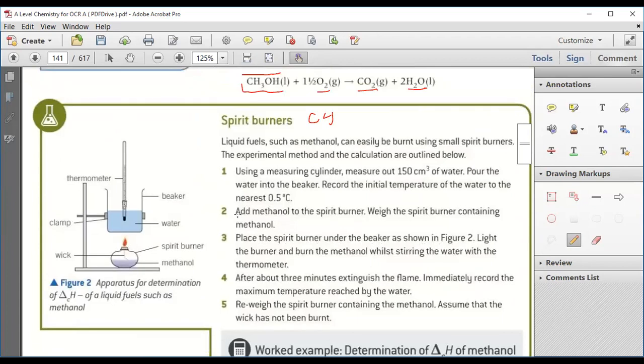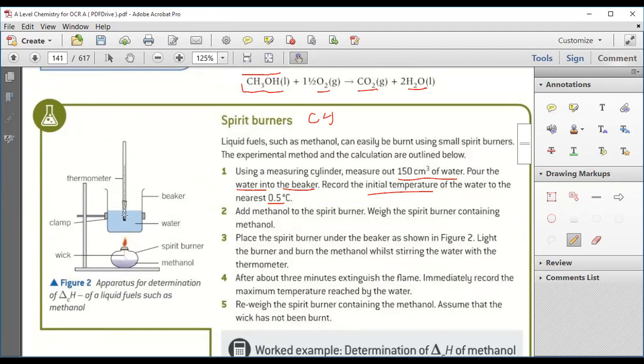Now, spirit burners. Liquid fuels such as methanol can easily be burned using small spirit burners. The experimental method and the calculation are outlined below. Using a measuring cylinder, measure 150 cm³ of water. Pour the water into a beaker and record the initial temperature of the water to the nearest 0.5 degrees Celsius.